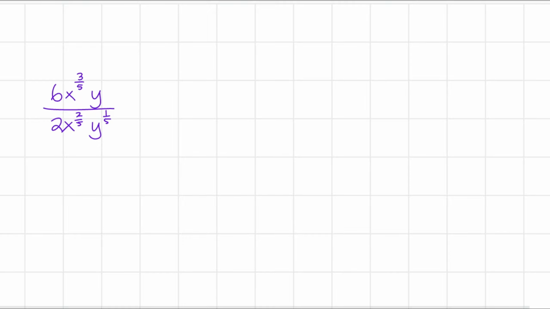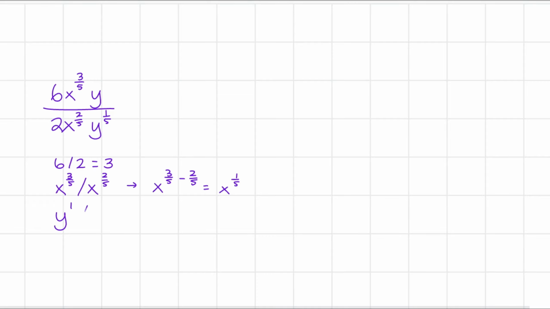Let's just combine like terms. So 6 over 2 would just be 3. X raised to the power of 3 over 5 divided by x raised to the power of 2 over 5, you would just subtract the exponents. So x raised to the power of 3 over 5 minus 2 over 5, and that's x raised to the power of 1 over 5.